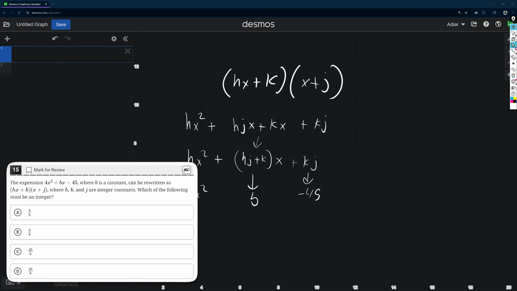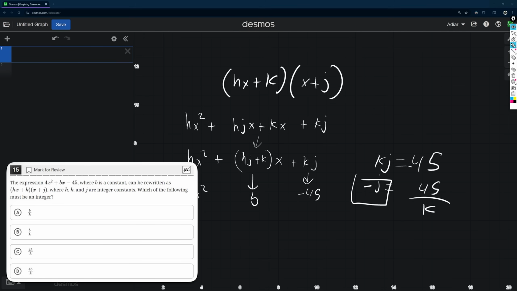Now, however, D is 45 divided by k an integer. Well, I know that k times j equals negative 45. So j equals negative 45 divided by k. And so 45 divided by k is just negative j. And if j is an integer, that means that negative j is an integer. So it's really simple as that.